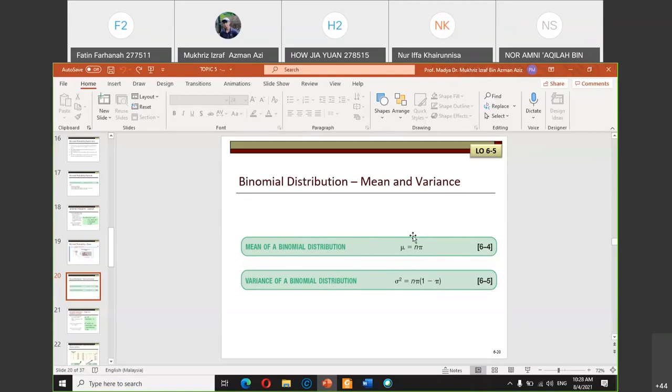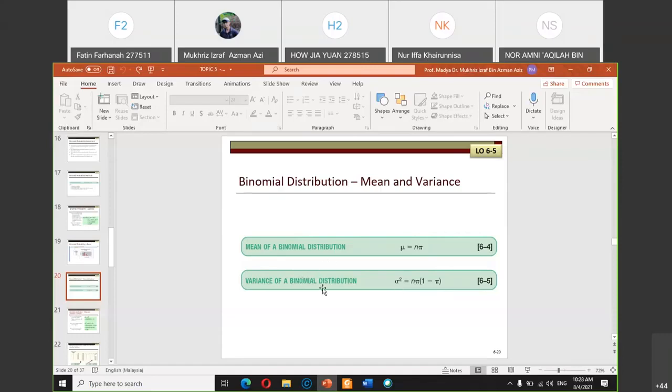So for a binomial distribution, the mean, or mu, is n times pi. N means the number of trials multiplied by pi, the probability of success. And the variance just adds another component: n pi (1 minus pi), meaning number of trials multiplied by the probability of success, multiplied by the probability of failure. Then you will get the variance directly, not the standard deviation.